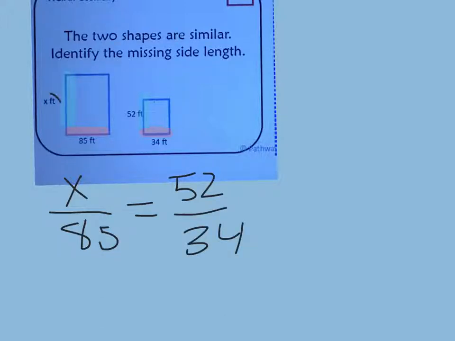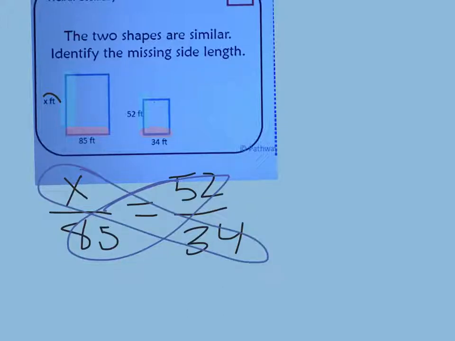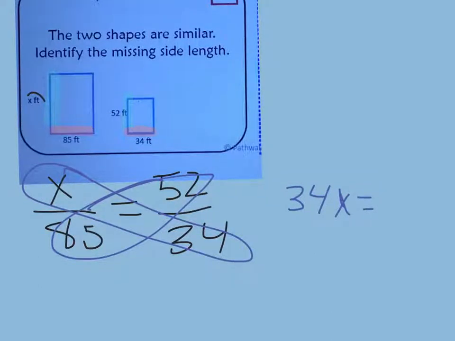So again, I just did X over 85 should be the same proportion as 52 feet over 34 feet. So now we can solve for X using cross products. So I'm going to multiply 85 by 52 and 34 by x. So I'm going to do 34 by x, which is 34x, and that equals 4,400. Oops, I'm running out of space.